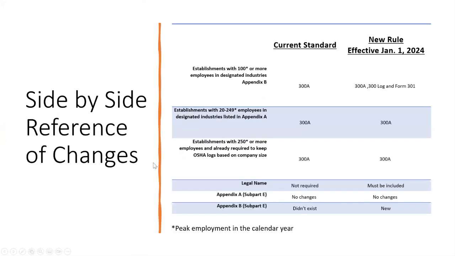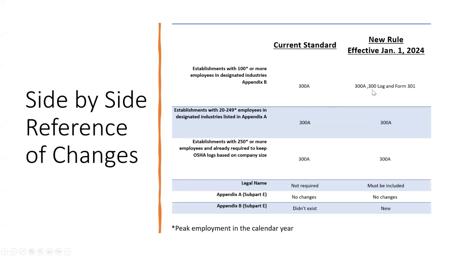Here's just a little side-by-side reference of the changes. Prior to this change that went into effect the first of this year, establishments that had 100 or more employees in the designated industries simply fell in that group of 20 to 249 employees. This new list is just them narrowing down those NAICS codes to slightly more specific industries. But previously they would have submitted only 300As. Now those specific ones will have to submit 300As, 300s, and 301s.